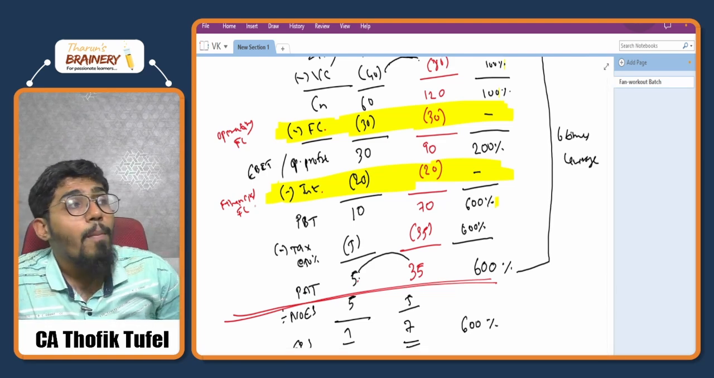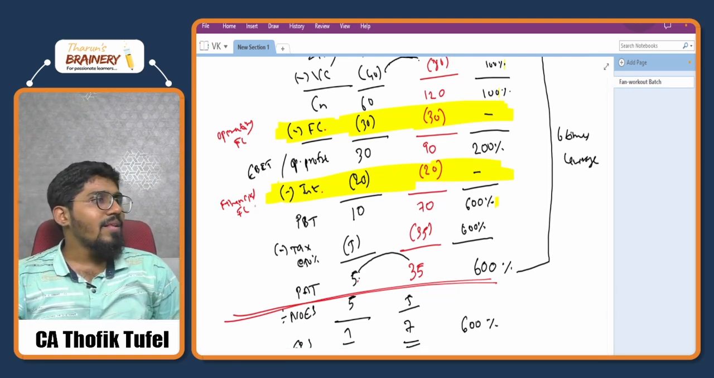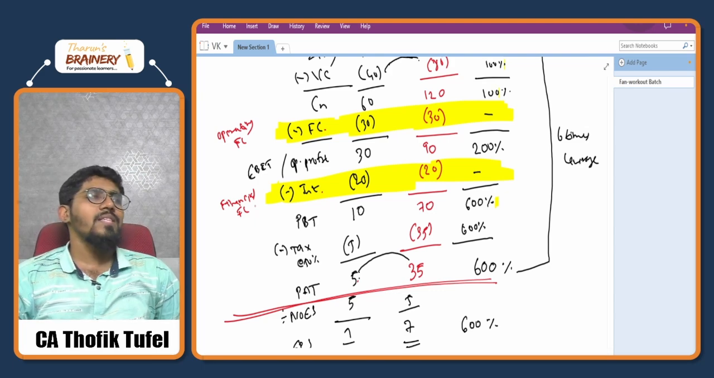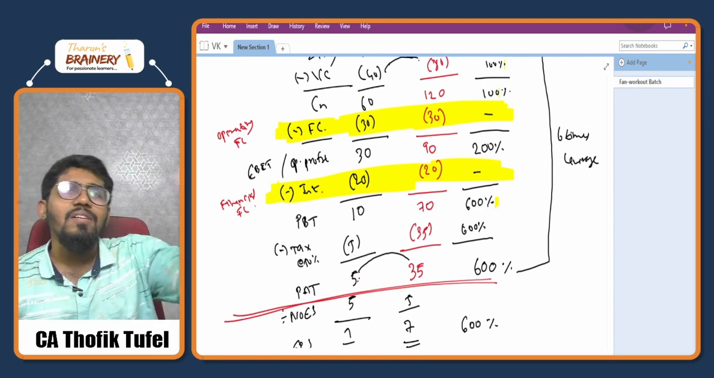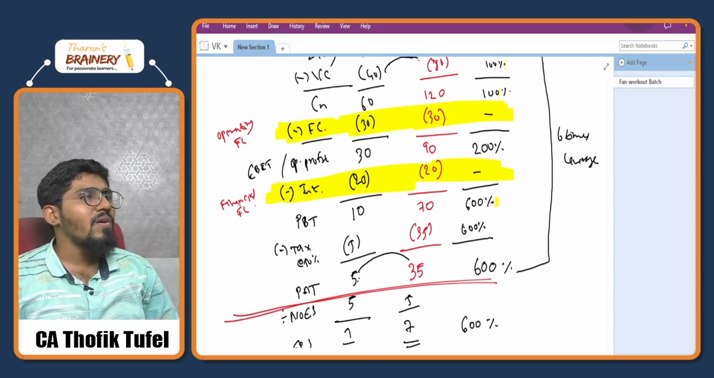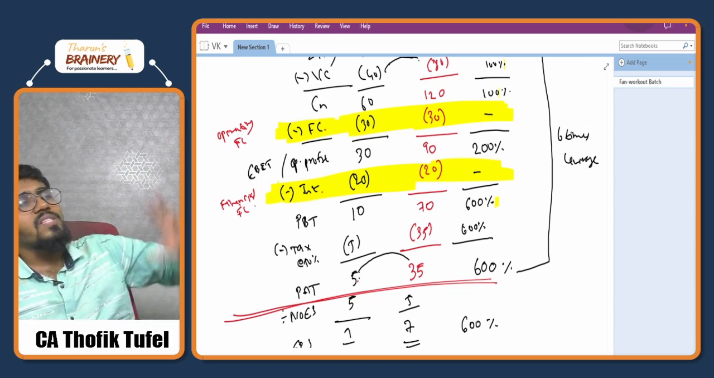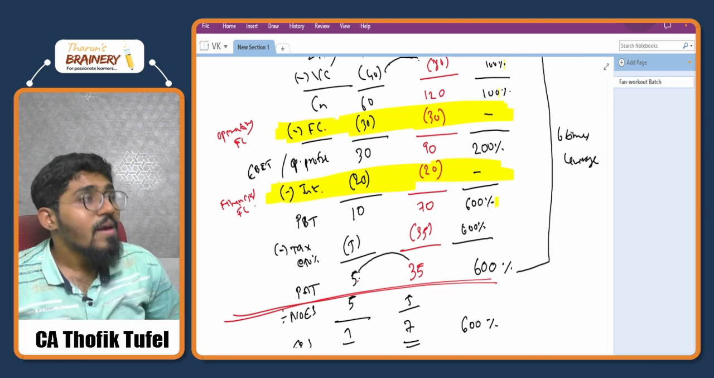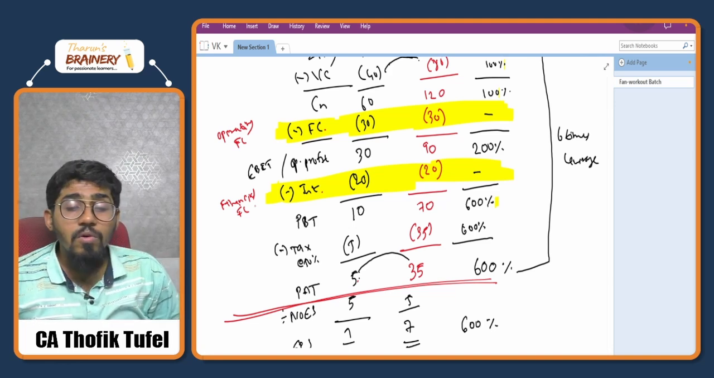One is called operating fixed cost and another is called financial fixed cost. Operating fixed cost is also called fixed cost. Financial fixed cost has a name, which is called interest. Because of fixed cost, leverage is happening. If there is no fixed cost, no leverage will be there.